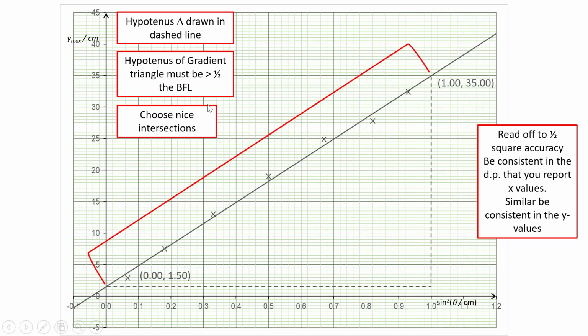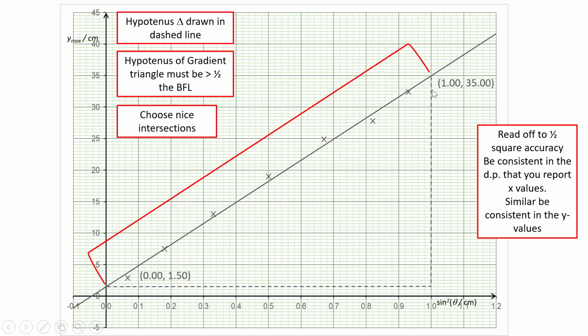The next thing would be finding the gradient. Once you have done all this, you would draw the gradient triangle. Please note that your gradient triangle should be drawn in dashed line because it is not the best fit line. You don't want to confuse the examiner. And the gradient triangle must be drawn in such a way that the hypotenuse of the gradient triangle must be greater than half the best fit line. So this is the hypotenuse, and it must be greater than half the length of the best fit line drawn.